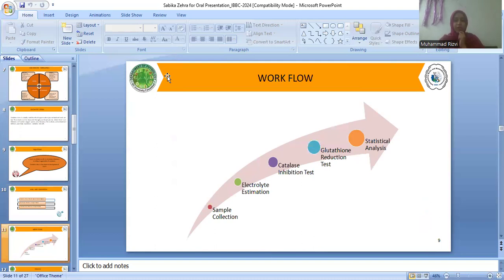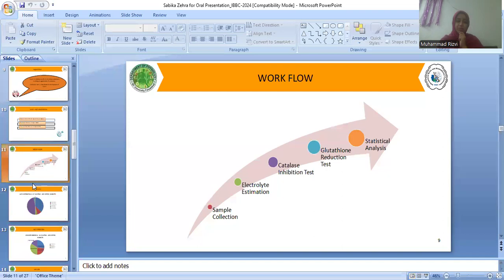We carried out the research work in a flow: firstly we collected the samples, then we carried out the electrolyte estimations of those samples, then we carried out the catalase inhibition test upon them, then the glutathione reduction test, and after having the results from all these tests, we conducted a statistical analysis of these results.